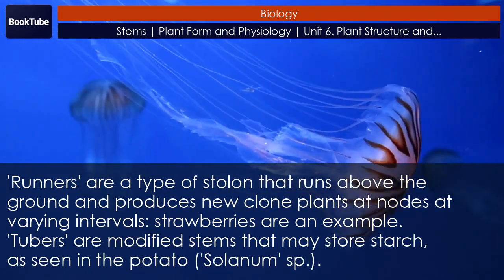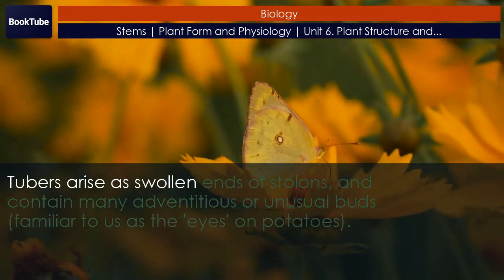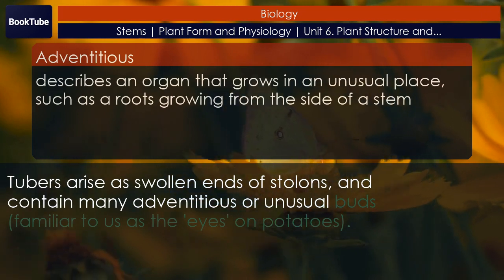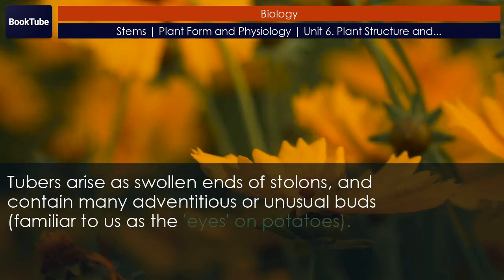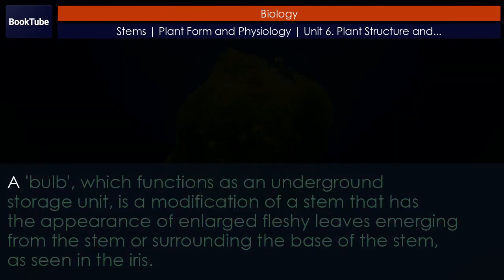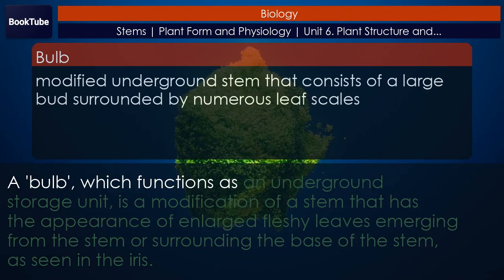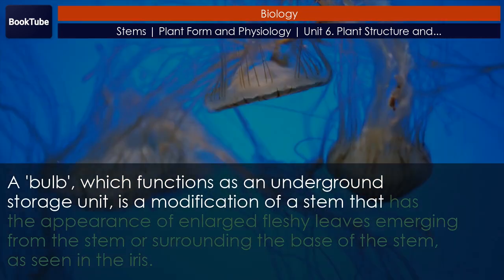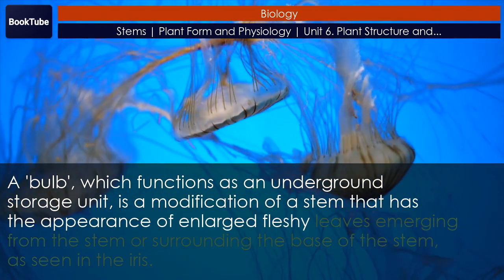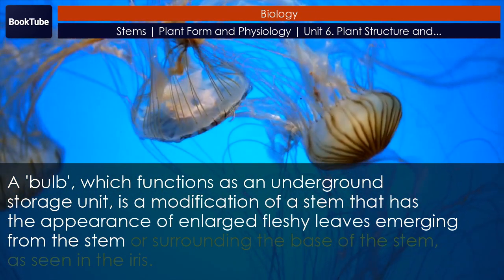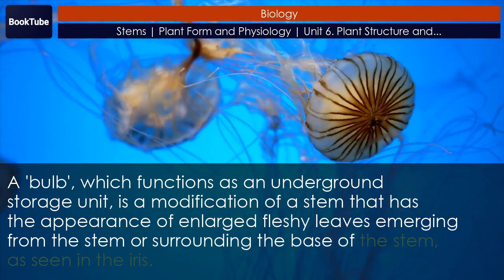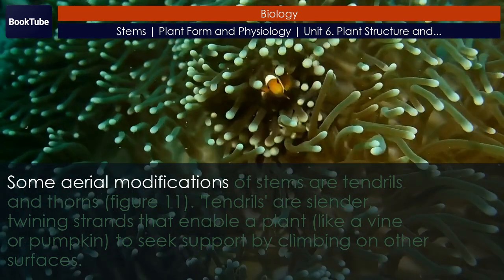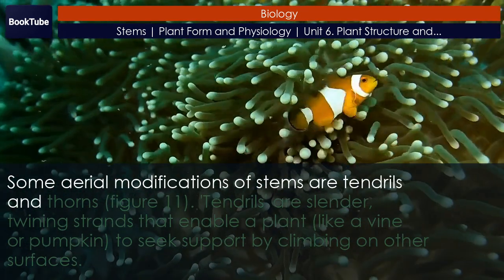Solanum sp. Tubers arise as swollen ends of stolons, and contain many adventitious or unusual buds, familiar to us as the eyes on potatoes. A bulb, which functions as an underground storage unit, is a modification of a stem that has the appearance of enlarged fleshy leaves emerging from the stem or surrounding the base of the stem, as seen in the iris. Some aerial modifications of stems are tendrils and thorns.